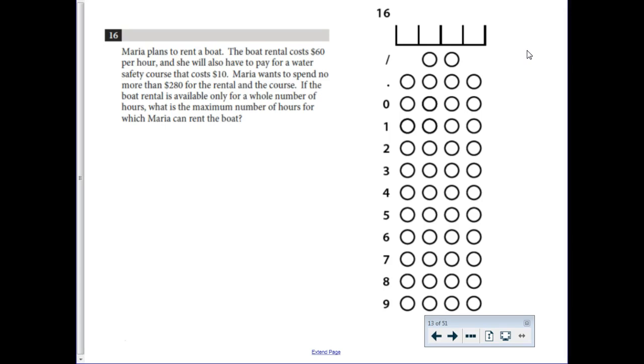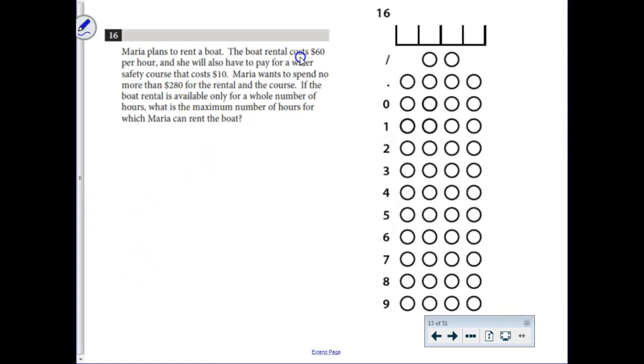Maria plans to rent a boat. The boat rental costs $60 per hour. Now, you can't use highlighters or pens or anything weird on the test. It's just pencil, which makes me really bummed out because I like highlighters. But you should definitely be underlining. Guys, these packets are yours to scribble all over, please.